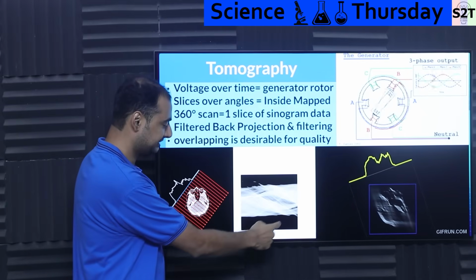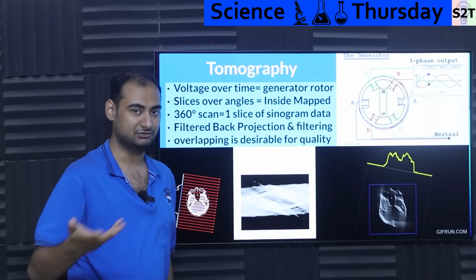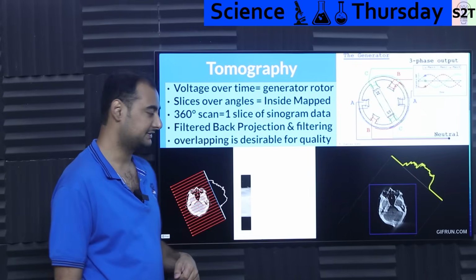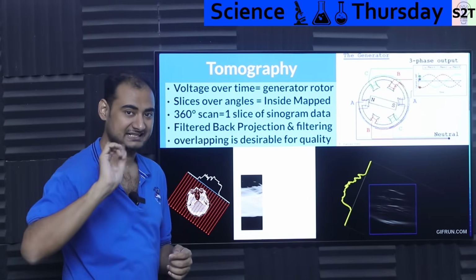To lock this axis, you need to know what the rotation was. Basically 10 degrees, 20 degrees, 30 degrees, 40 degrees, 50 degrees, you need to know. And of course, it will go to 360. That would be the completion of one slice.